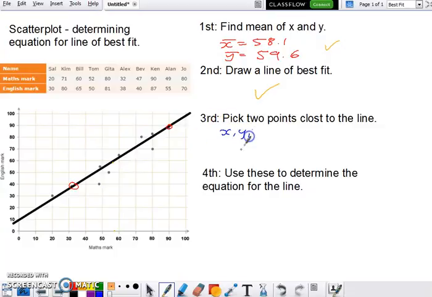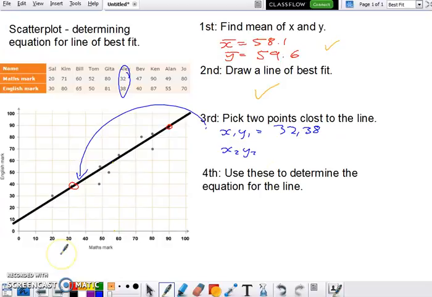The left one is X1, Y1. And X2, Y2 will be the right hand side one. So X1, Y1 is there, what point's that? 32, 38, is that right? Which is this point. So we've got 32, 38.